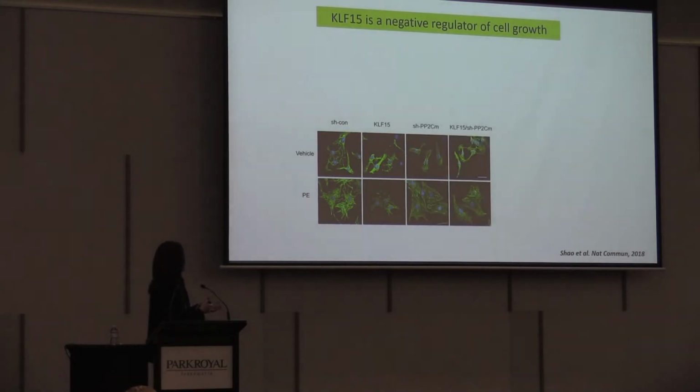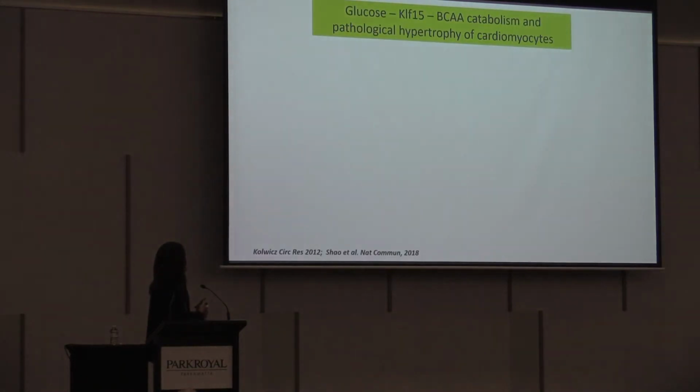In those cells, if at the same time we knock down branched-chain amino acid catabolism by knocking down PP2Cm, which is a phosphatase that activates the BCAA catabolism pathway, and we get rid of PP2Cm, then KLF15 can no longer antagonize hypertrophy. This observation suggests that KLF15 suppresses cell growth by promoting BCAA catabolism. So here we identified a regulatory circuit: glucose, KLF15, and BCAA catabolism.